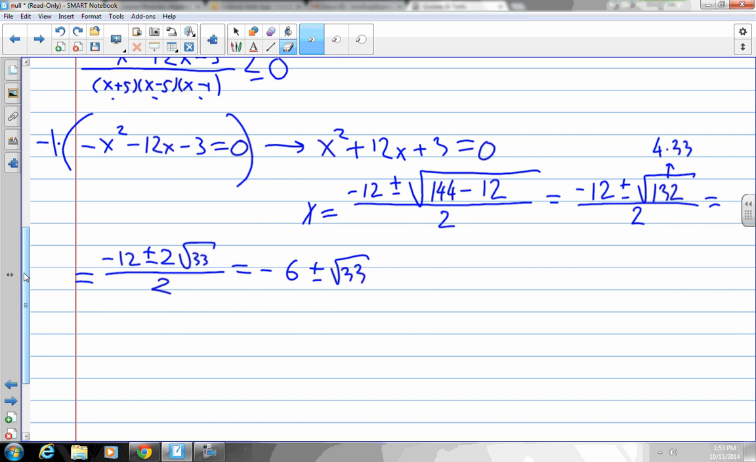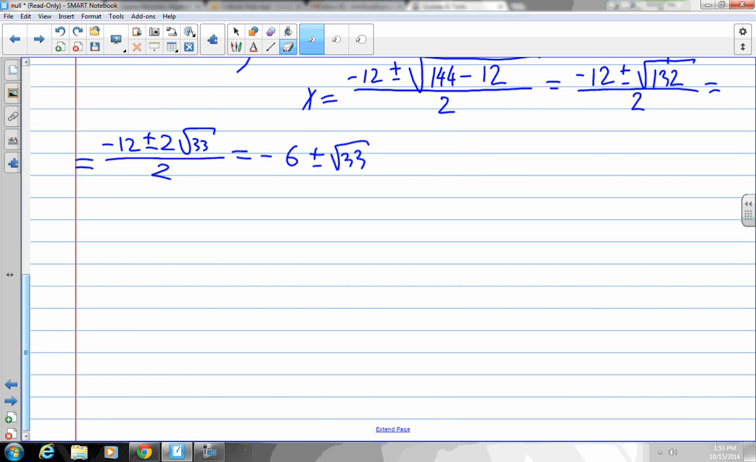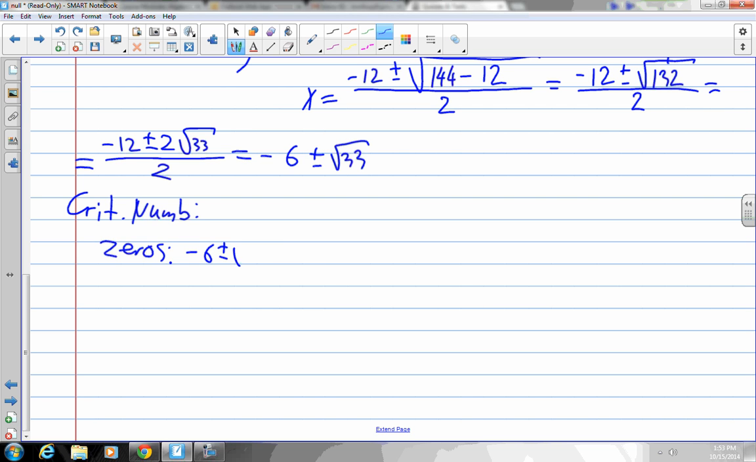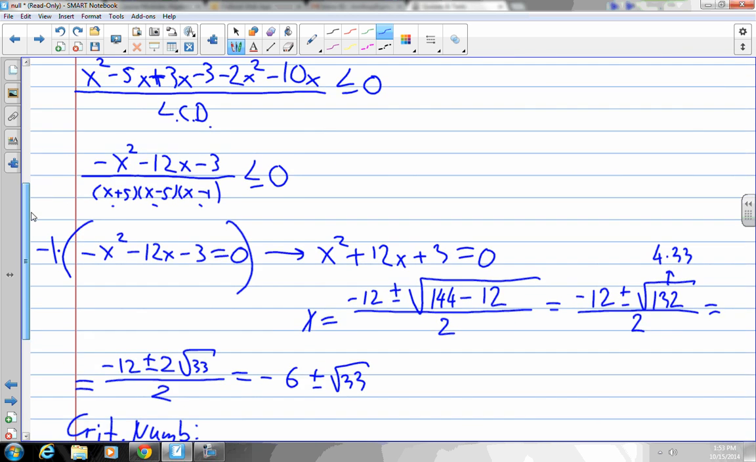So anyway, I have 5 critical numbers. My critical numbers are, so the zeros of this function, negative 6 plus or minus square root of 33, and the vertical asymptotes are x equals plus or minus 5, and x equals what?